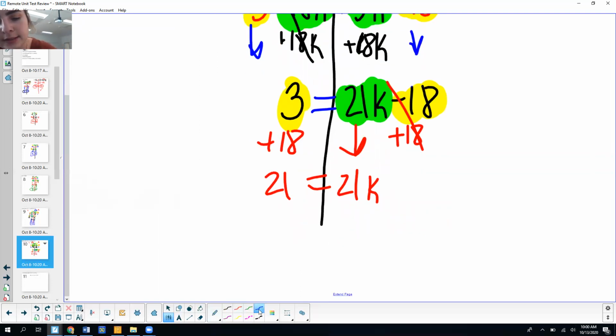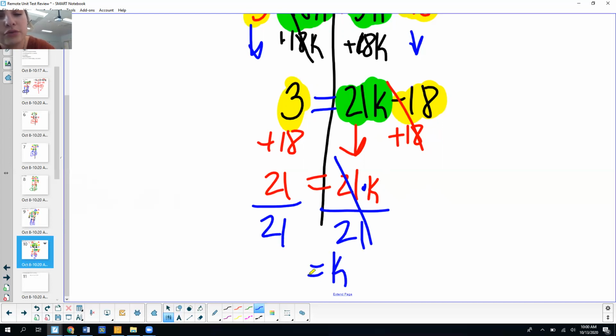Well, I want to get k by itself, so this is 21 times k. So I'm going to go ahead and get rid of the 21 by dividing both sides. 21k divided by 21 gives me k by itself. 21 divided by 21 is going to give me 1. So 1 equals k.